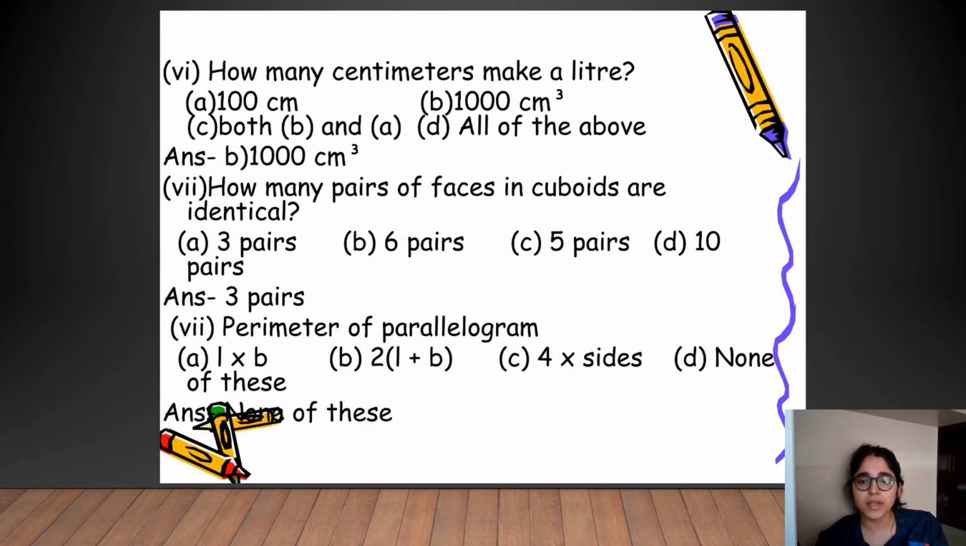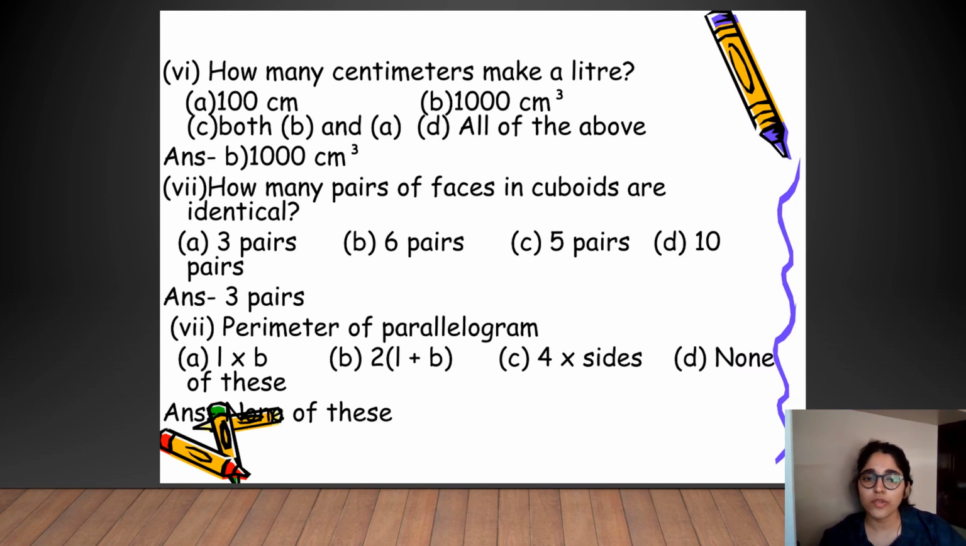How many centimeters make a liter? When we speak in terms of centimeter and liter, we need to consider how much of the cuboid we consider in terms of centimeter. So 1 liter is equal to 1000 centimeter cube. How many pairs of the faces in cuboids are identical? In the cuboid, the faces that are identical will be 3 pairs.